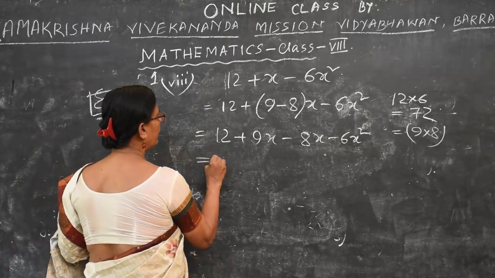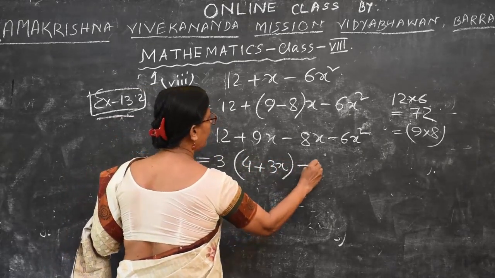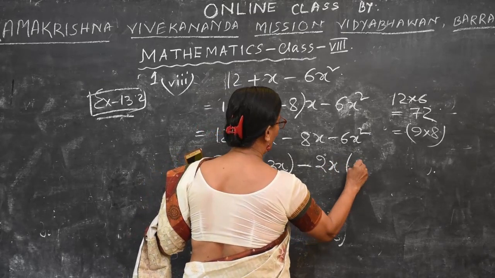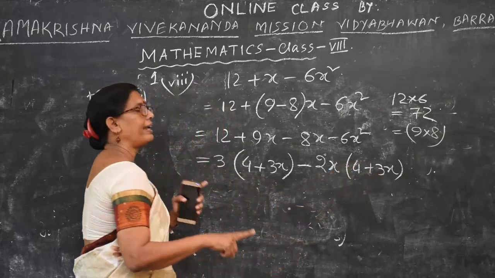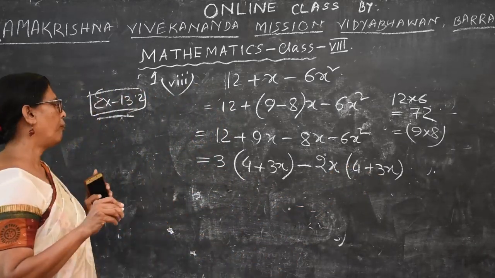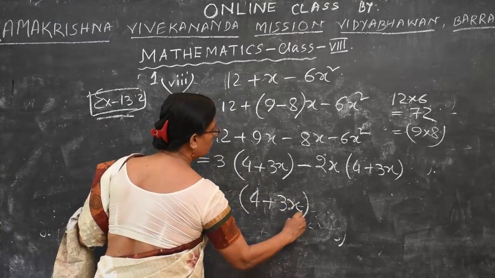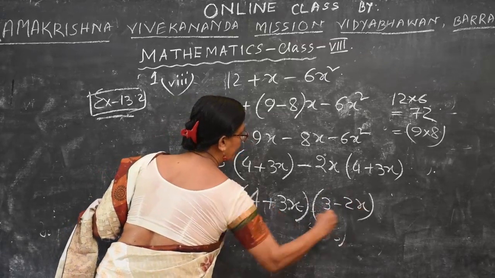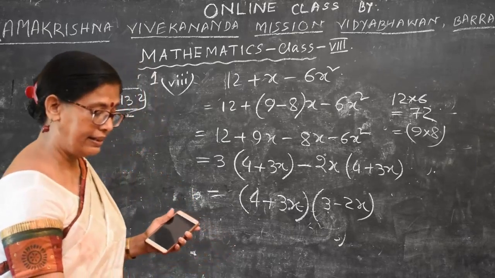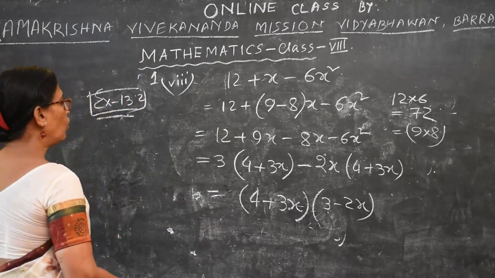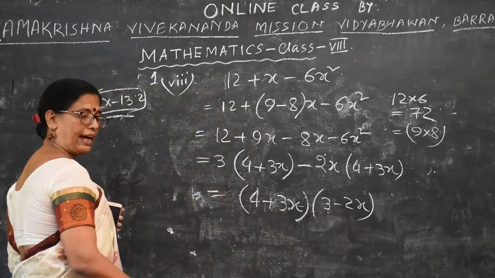So how do we take the common? 3 is taken as common: 4 plus 3x. Minus 2x is common: 4 plus 3x. Again see, in the two brackets we have identical polynomials. So next we can take 4 plus 3x as common, and what is left is 3 minus 2x. It cannot go further, again there is no square, so no formula is used. So this is the answer.